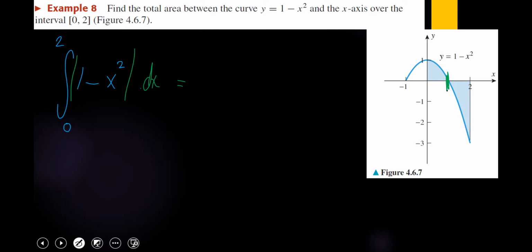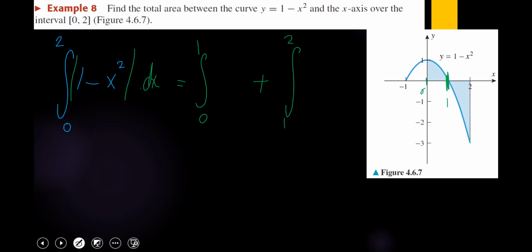It was from 0 to 1 upward. Then from 1 to 2, it has another shape, and it will be on the negative side of the x-axis. So that's why I have to say it is from 0 to 1 and from 1 to 2. Is it clear?